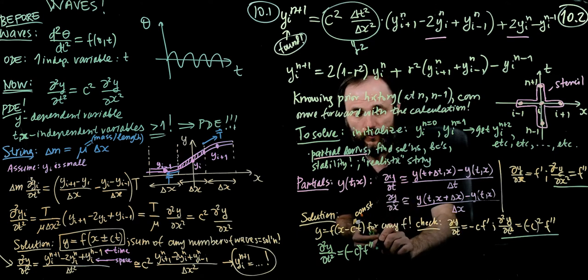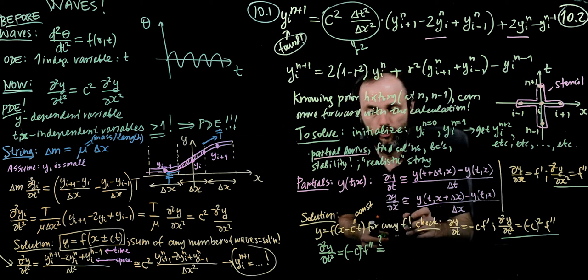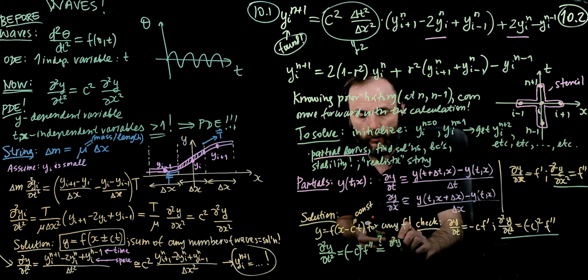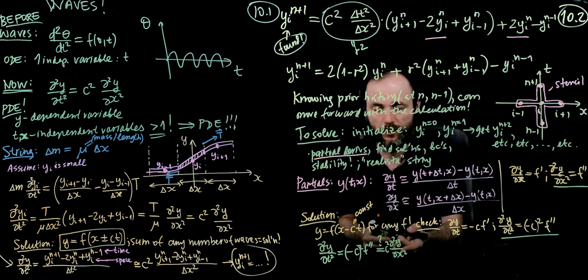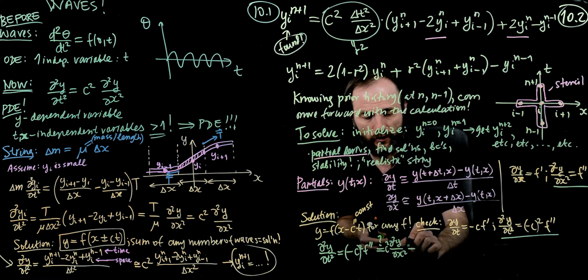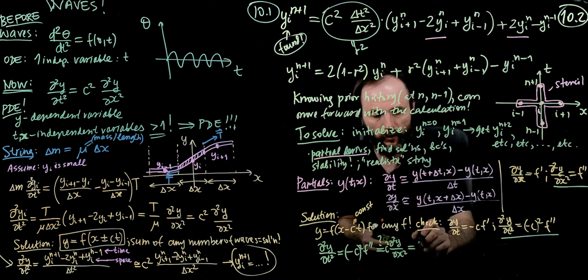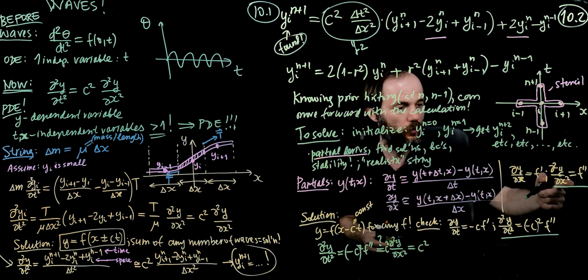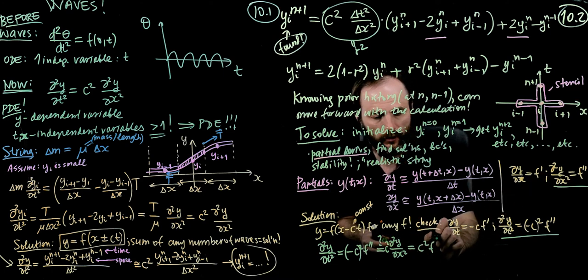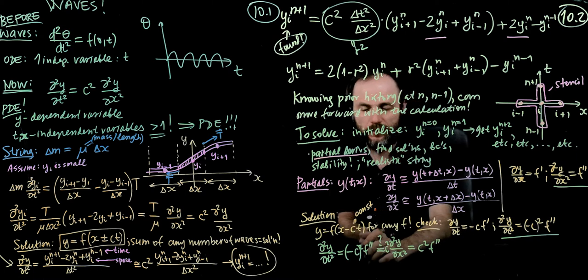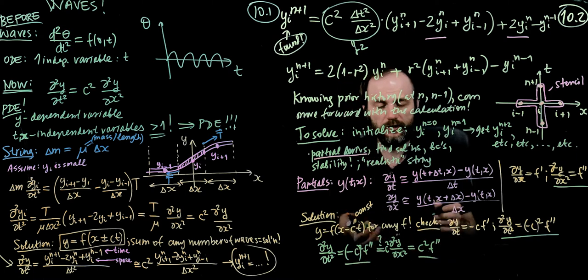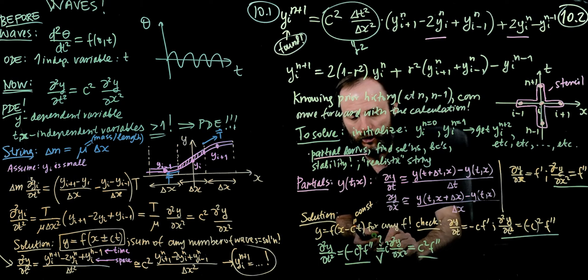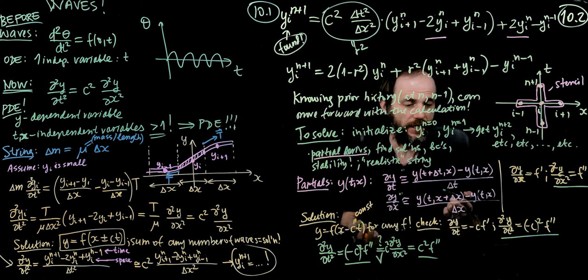That is supposed to be equal, I will put a question mark, to d2y/dx squared times c squared, right? That's our equation. And so let's check if that's indeed going to be the case. So we're going to multiply by c squared that expression, and that is f double prime. And you can see that this one and that one, they are indeed equal. So check, this is indeed a solution.